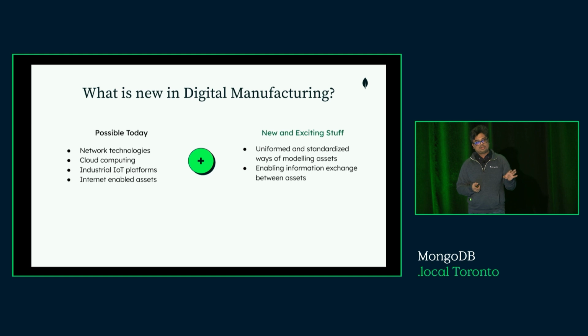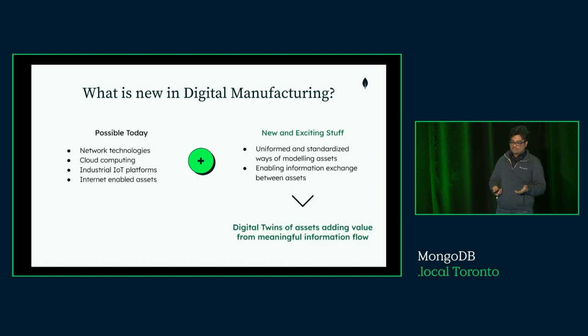What's actually new and exciting is taking all of these technologies together and using them in a way that you can create uniform and standardized data models, or model your assets or equipment in a standardized way. That will help not just with scalability, but also allow you to enable information exchange between these different assets. And once you do that, that's when you actually create these digital twins of assets, which add value to the operations of manufacturing by meaningful information flow.